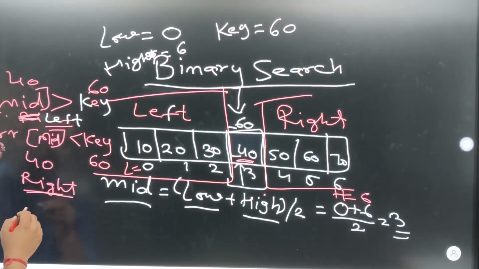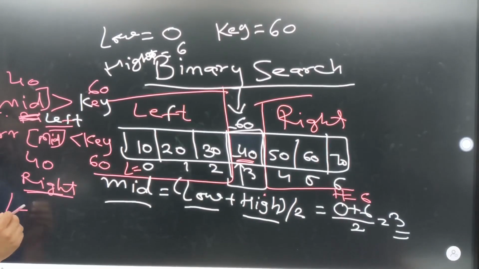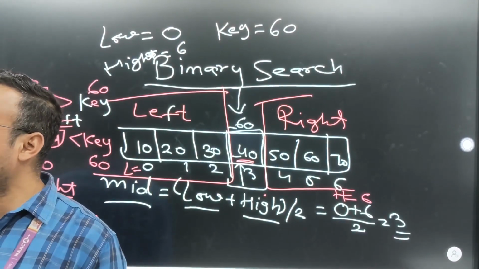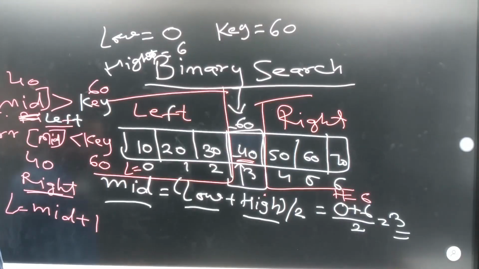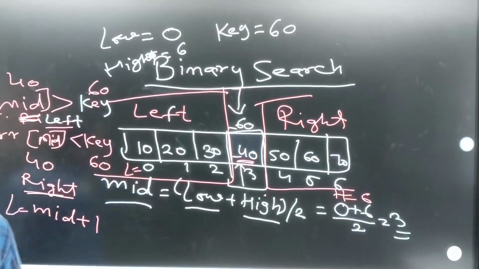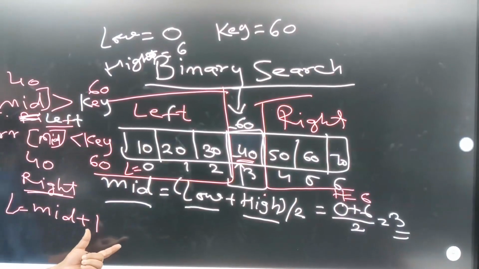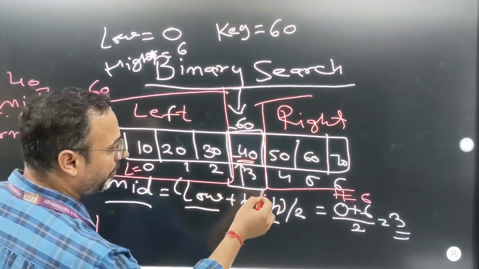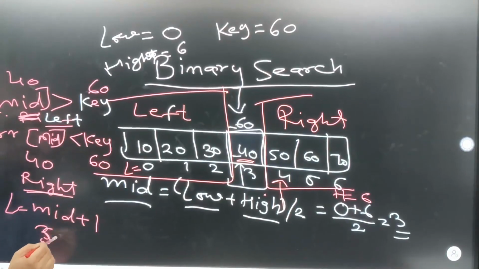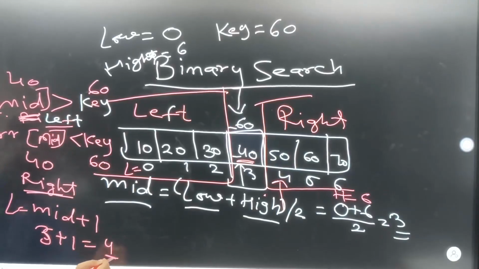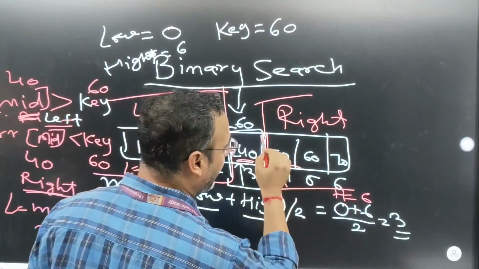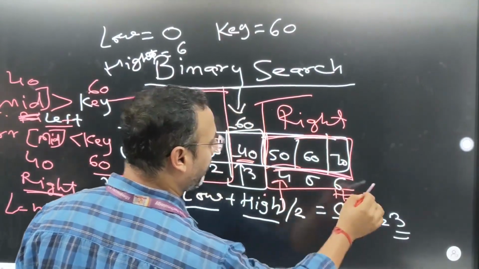So how can we change the low value? In that case the new low is equal to mid plus 1. Mid plus 1, this is the low value. Because our mid value is at index 3, 3 plus 1 is equal to 4, so my new low value is 4. Now we will check in this array, the one we have here; I have to check inside this array.